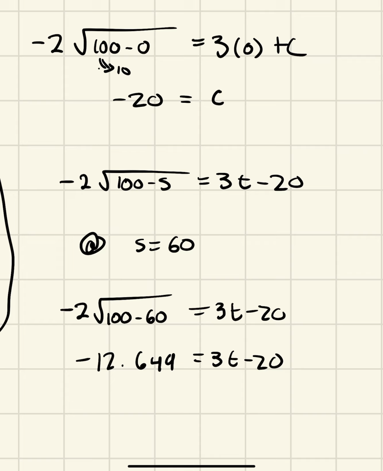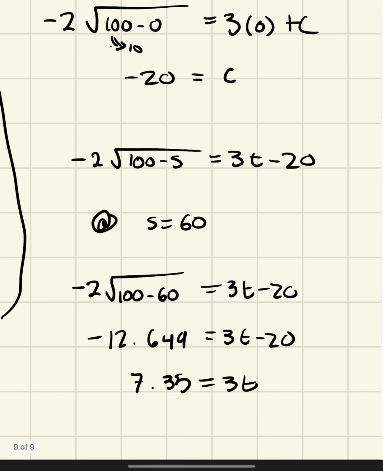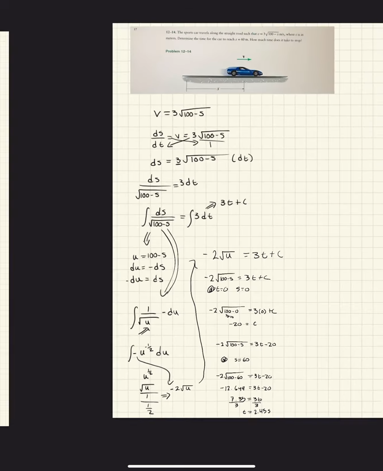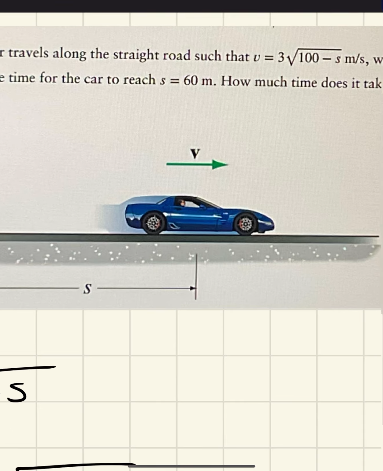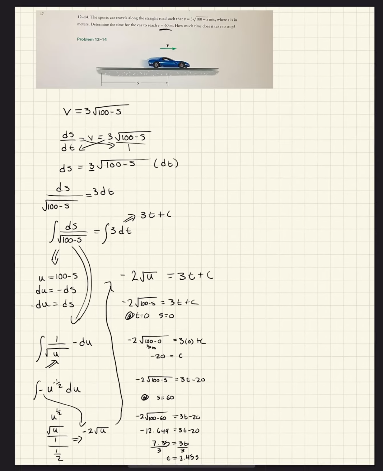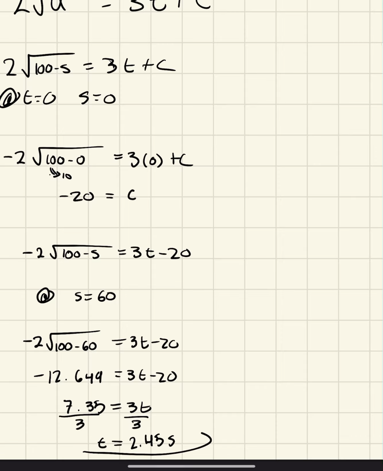So we get 7.35 equals 3t. We'll divide by 3, divide by 3. So at t equals 2.45 seconds, the displacement is equal to 60. So that's our first answer right there.